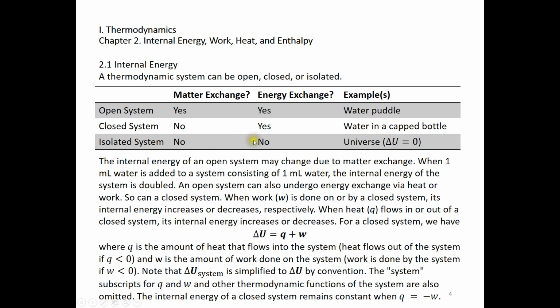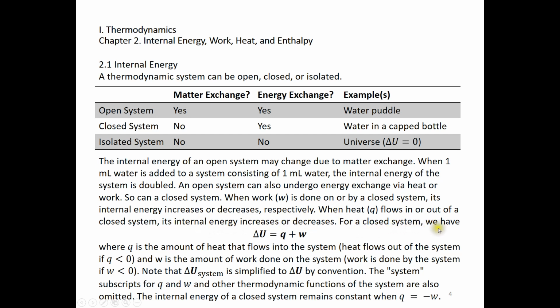An open system can also undergo energy exchange via heat or work. So can a closed system. When work is done on a closed system, its internal energy increases. If work is done by a closed system to its surroundings, the internal energy of the system decreases. When heat flows into a system, its internal energy increases. When heat flows out of a system, its internal energy decreases.